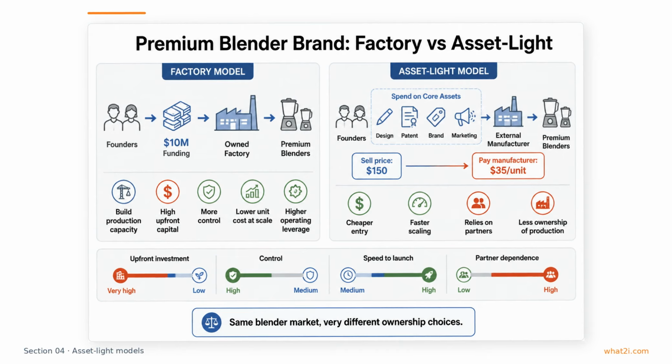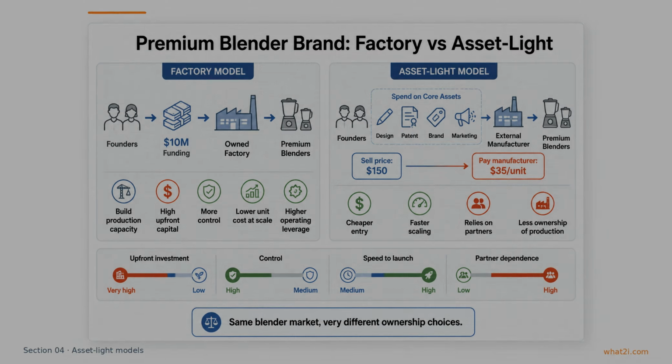The asset-light version enters the market much more cheaply and can often move faster, but it also depends on the quality, reliability, and pricing behavior of its manufacturing partner. So, cheaper entry does not remove strategic risk, it shifts where the risk lives.